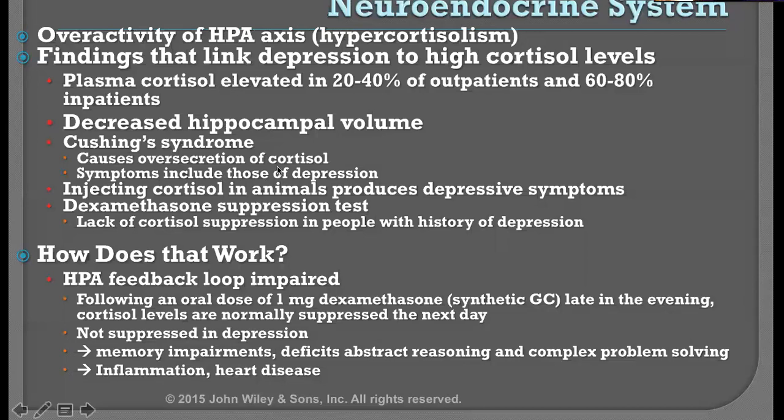Oh, one more thing I want to say is that the overactivation, the turning on of the HPA axis over and over and over again and not being able to shut it down, has not just mental consequences, but physical ones. It contributes to inflammation and cardiac disease as well. So you'll see fairly high comorbidity rates between depression and cardiac disease. And this is one contributing theory to that.